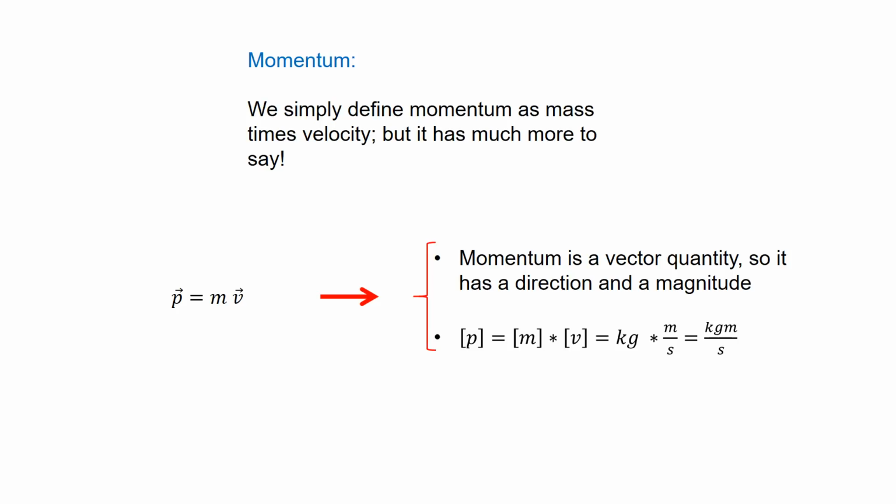Notice that it is a vector quantity. Vector quantities mean we have to pay attention to direction and magnitude. So p equals m times v. Mass is in kilograms and velocity is in meters per second, so the actual units that you'll use are kilogram meters per second.